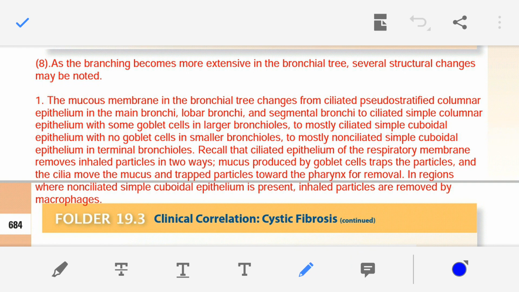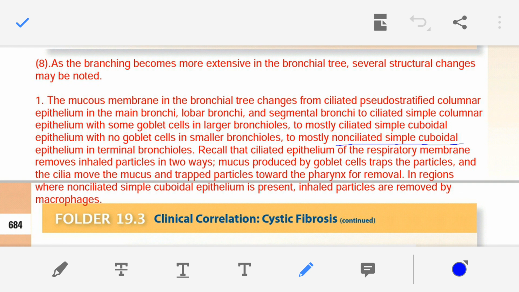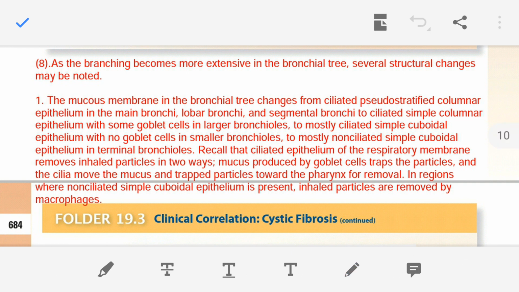Then ciliated simple cuboidal epithelium with no goblet cells in the smaller bronchiole. Then non-ciliated simple cuboidal epithelium in the terminal bronchiole. I know it is a bit difficult for you to remember, but I will show you some histological slides so that you can understand this.